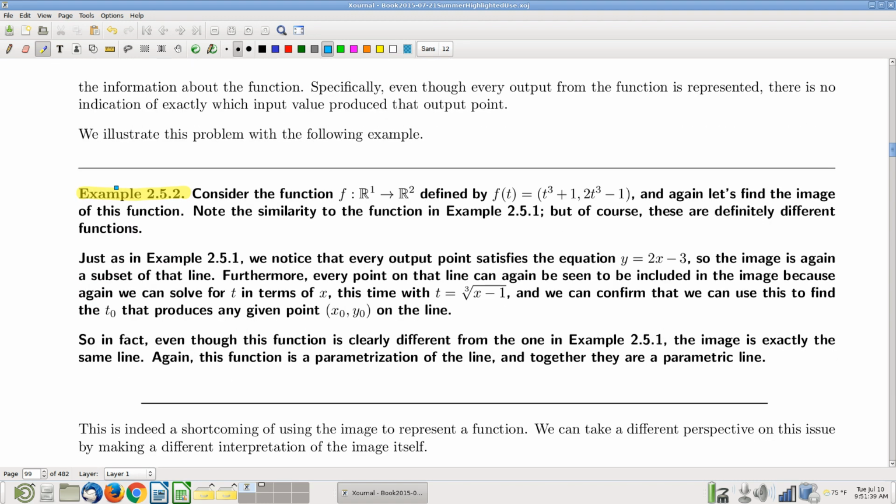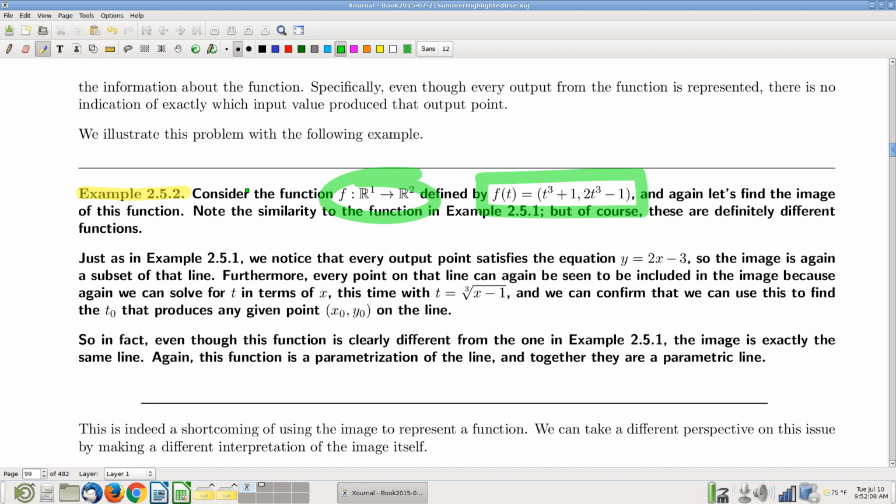All right. Let's look at this one. Here's another function. Now, this is a completely different function. I mean, really different function, right? Look, it's got cubes in it. The last function we were looking at only had constant terms and linear terms. And so this is a really different function. Looks a lot harder in a way, right? Still a function from R1 to R2. So this still has an image that we expect to be a curve.